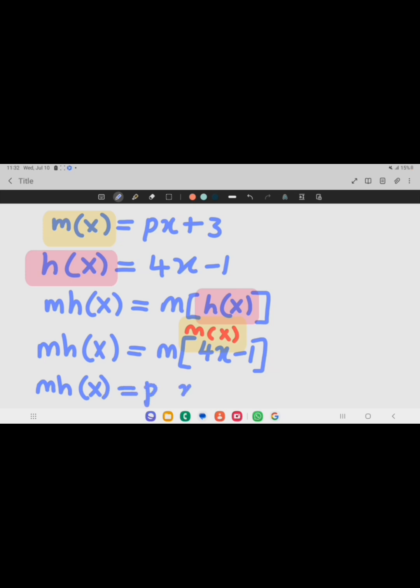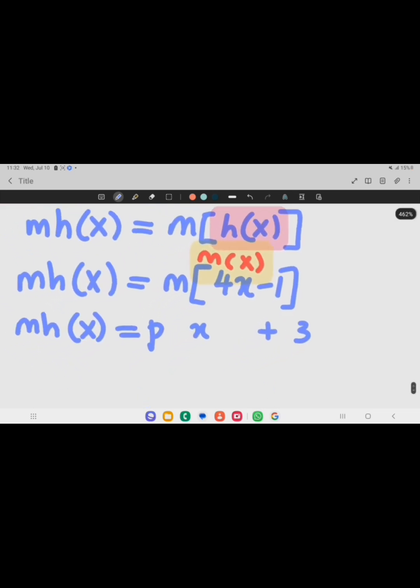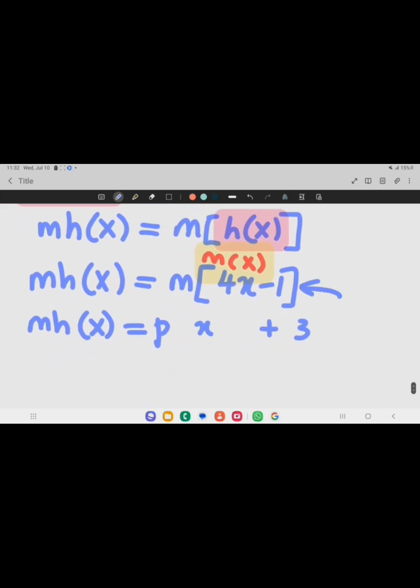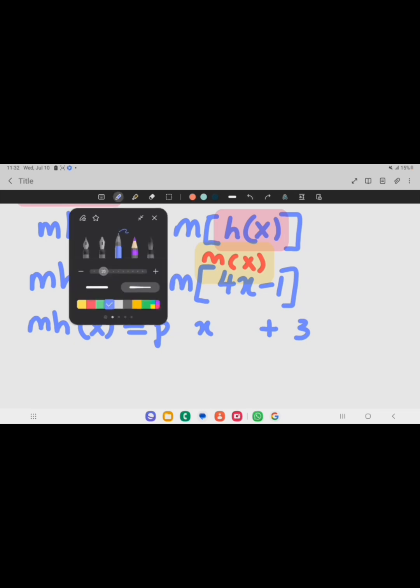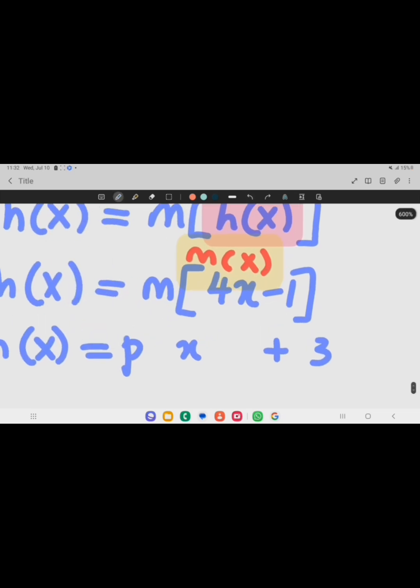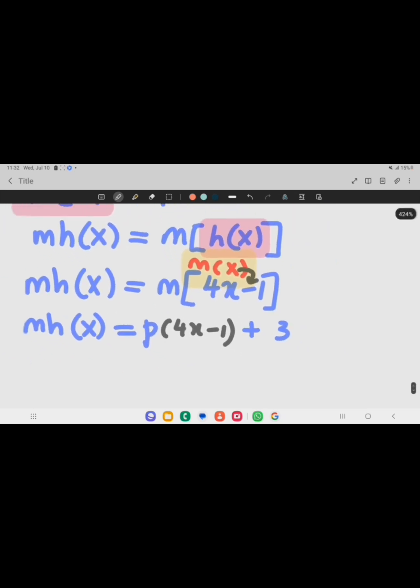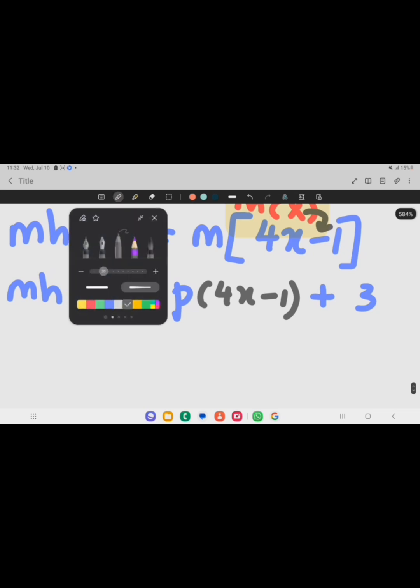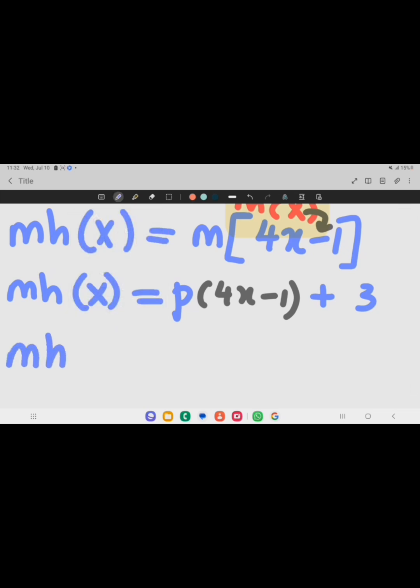px + 3. But are we required to find the m(x) now? No, we must find the m(4x - 1), right? So if you notice here what happened, the x becomes 4x - 1. So that's what you're going to do. You're going to erase this x and then replace it with 4x - 1. Now you can actually expand them, open bracket and expand. Why? Because this is a times relation, so you can expand them. When you expand, it will become 4px - p + 3.